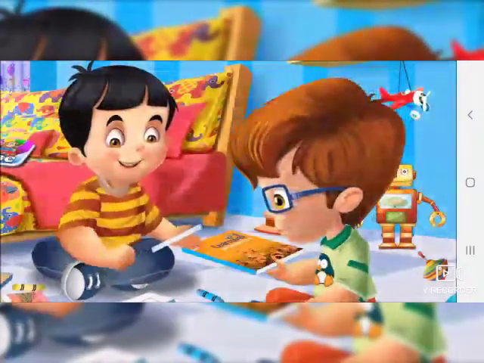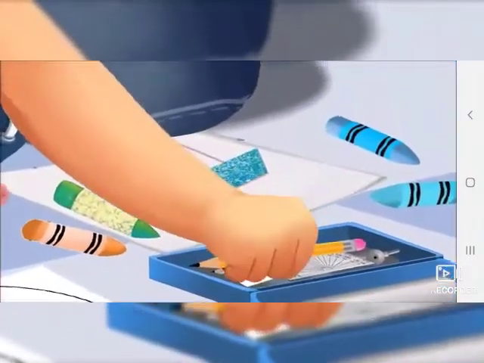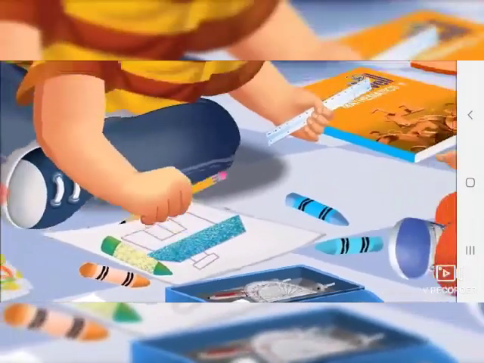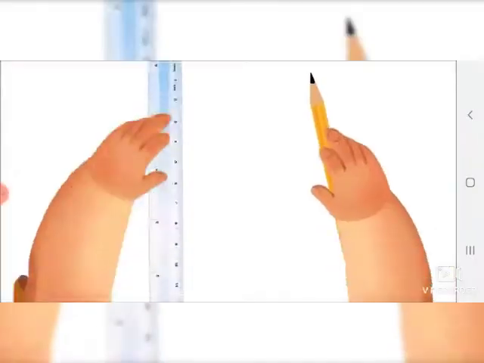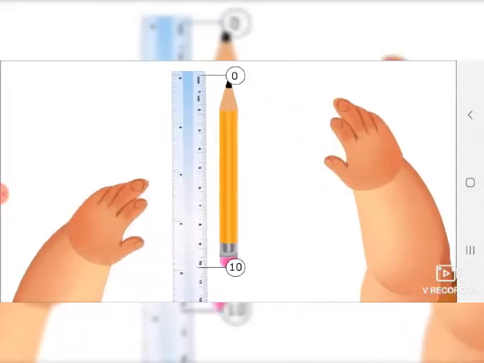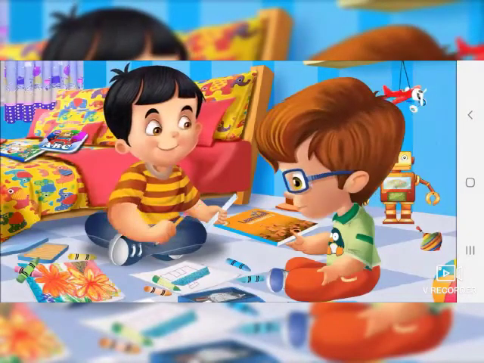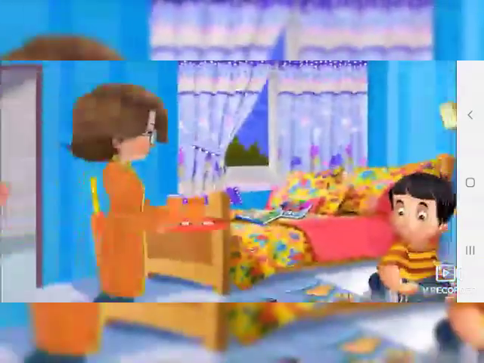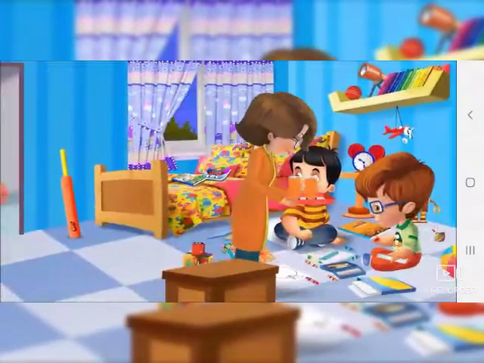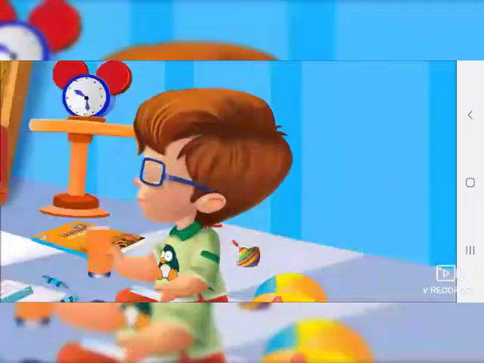Sid replies, "Oh yes, now I remember. Let me measure the length of this pencil myself." Neil says, "Why not?" Sid says, "The length of this pencil is 10 centimeters." Neil says, "Oh, that's great." Now Mother Ria enters the room and offers juice to Sid and Neil. Neil says, "Thanks, Auntie."